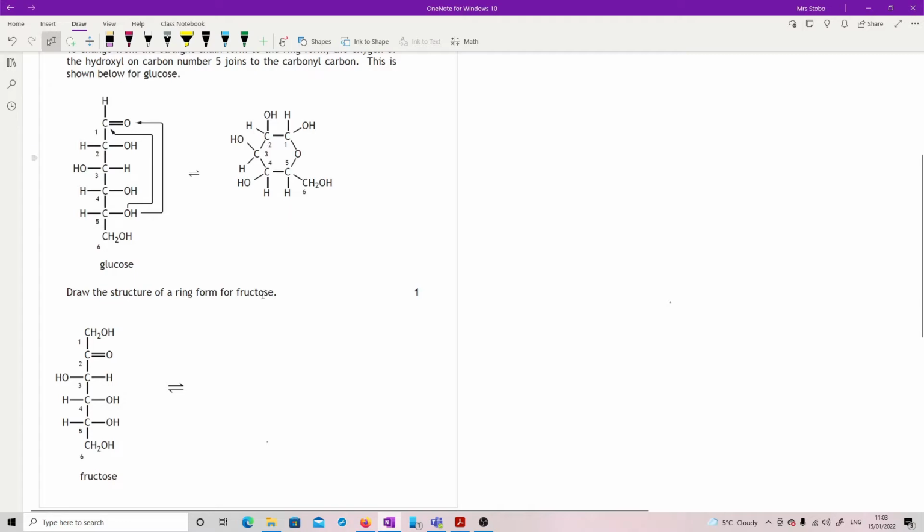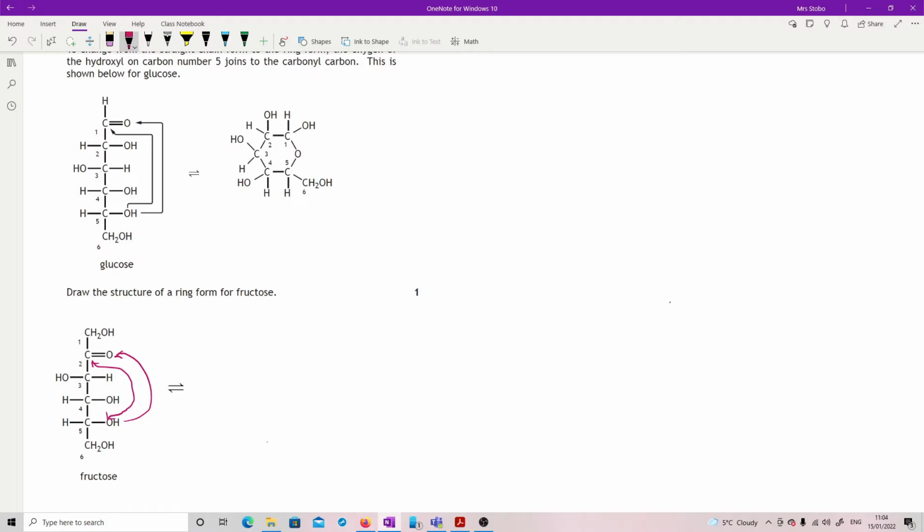Draw the structure of a ring form for fructose. So what we're looking for is just to do exactly what it's done for glucose, but for fructose. So instead of the carbon jumping to number 1, this one is going to connect on to number, we're going 5, yep, 5. Okay, so it connects to number 2, and our oxygen to hydrogen here. Okay, and then you draw it out, and you could just do it two ways.